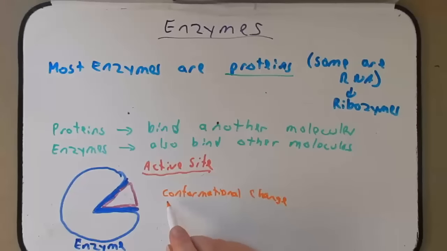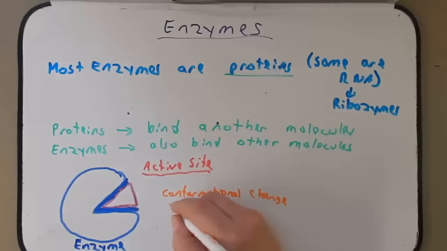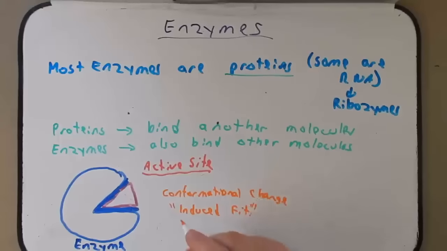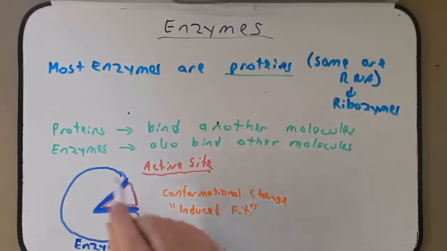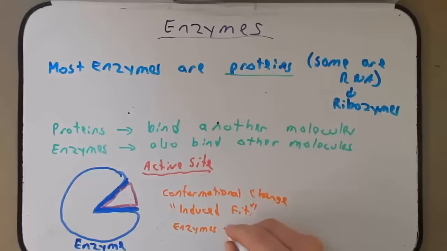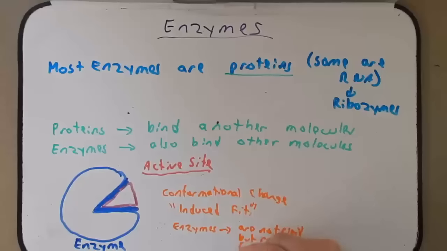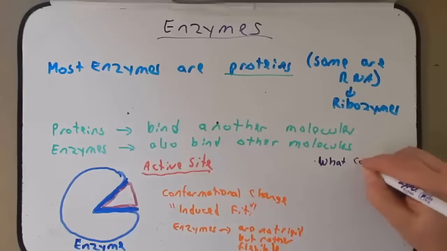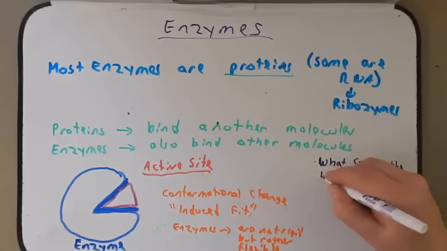And when we're talking about the function of an enzyme, we more specifically call this conformational change an induced fit. And we've talked a little bit about this concept before, and that is the concept that enzymes and proteins in general, but specifically for right now, enzymes are not rigid, but rather flexible. So now let's ask this question. What causes the induced fit?